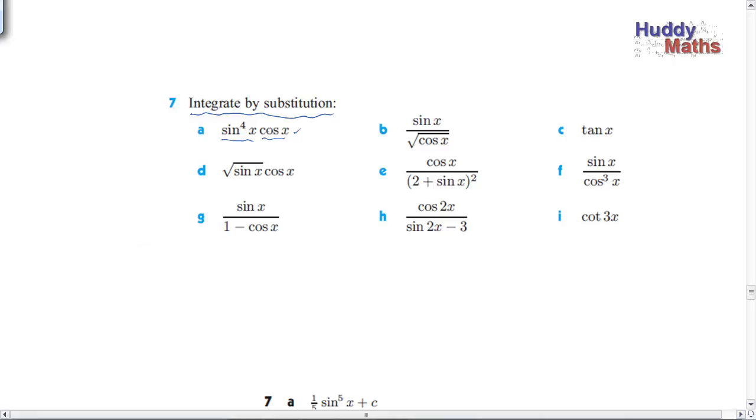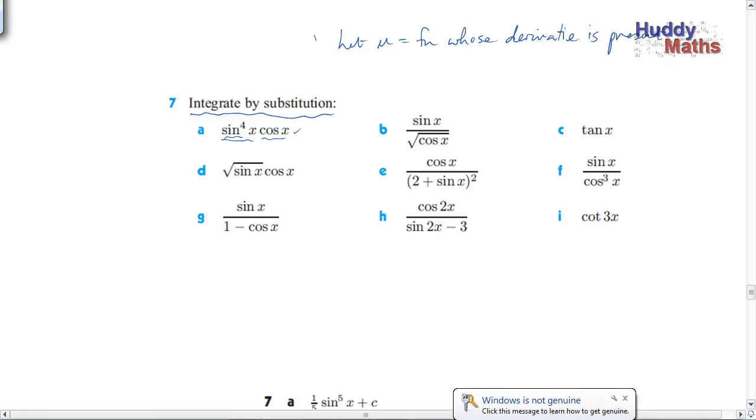Is cos the derivative of the sine? Yes. Okay, so let u be, remember now, let u be the function whose derivative is present. Okay? All right. That's the system.